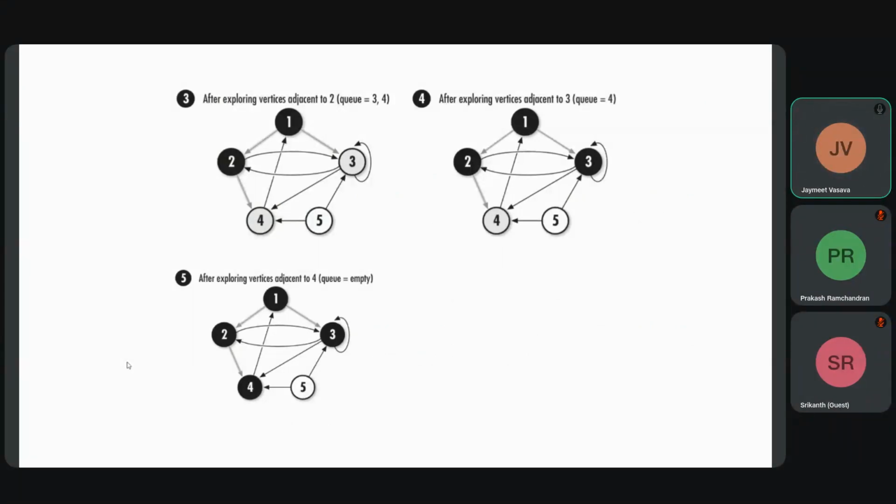Then after exploring the vertices adjacent to 2, we'll move towards 3. As 4 was already discovered, there is only 4 to enqueue and no new vertex to be discovered. Then moving to image 5, we go for 4. As 4 does not have any connected ones to it, its queue will remain empty, and every connection to 4 has been discovered, so we'll mark it black.